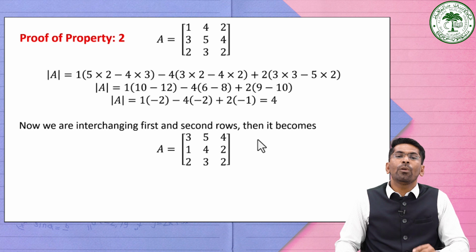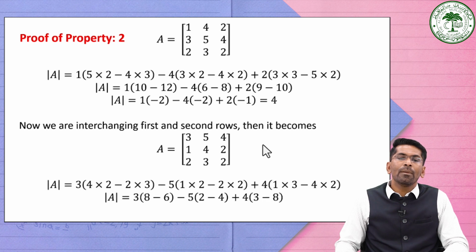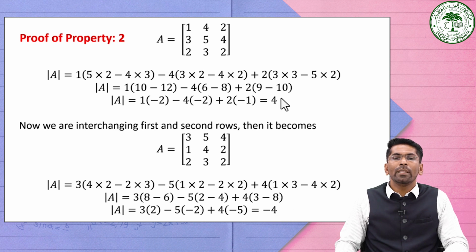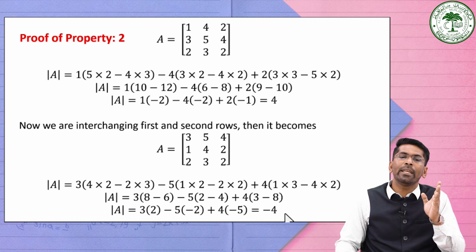So now we are going to find the determinant value. If you find the determinant value here, it again produces 4, but the sign is changed. Here it is minus 4. In this case it was 4, now it is minus 4. That means if you interchange any two rows or columns, it changes only the sign but not the absolute value.